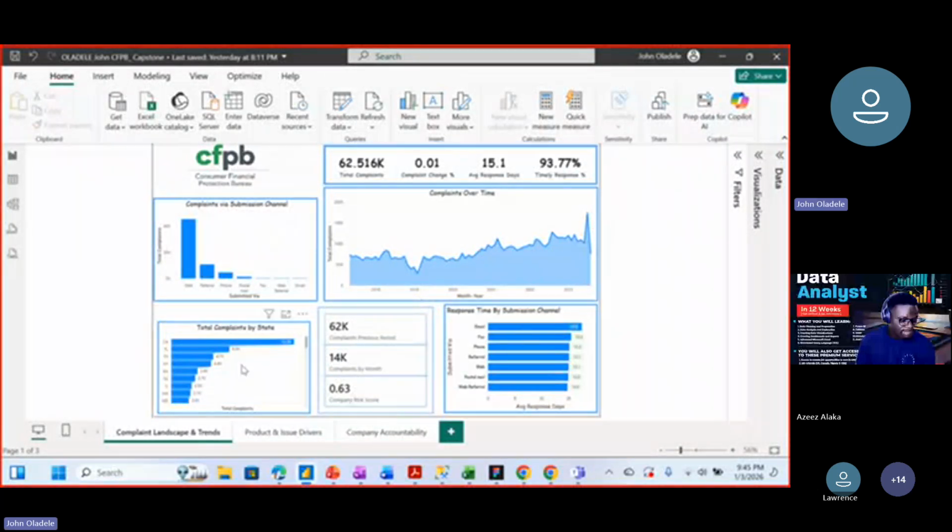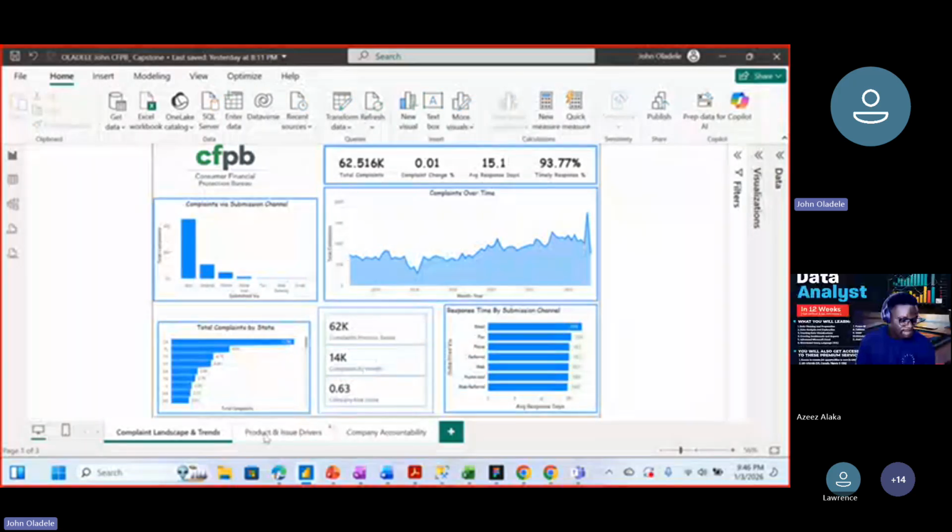Also, looking at complaints by state, you can see that California has the highest complaint level, about 30.7 thousand complaints. Also, you can see the response time by submission. Even though web has the highest submission rate, the response through email has the highest rate. So that means that they respond faster to email complaints as opposed to web complaints.